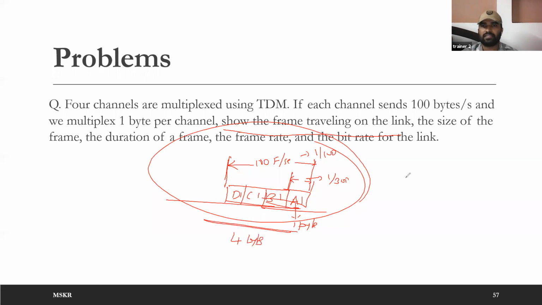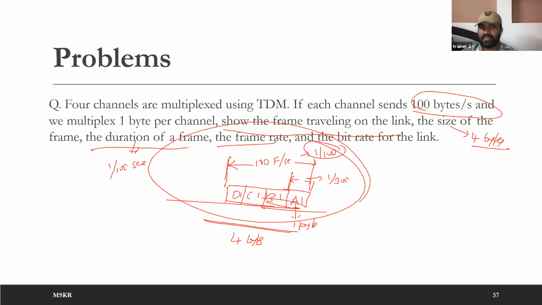So that is the size. The size of the frame is 4 bytes. So the duration of the frame is the same as the duration of each individual byte. So that is 1 by 100. So the duration of the frame is 1 by 100 seconds.